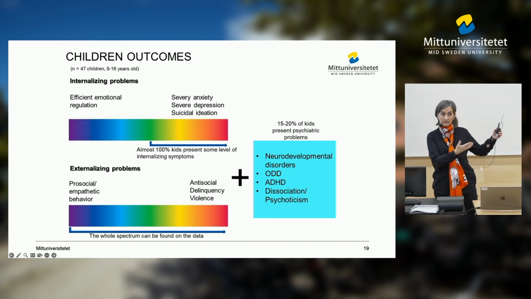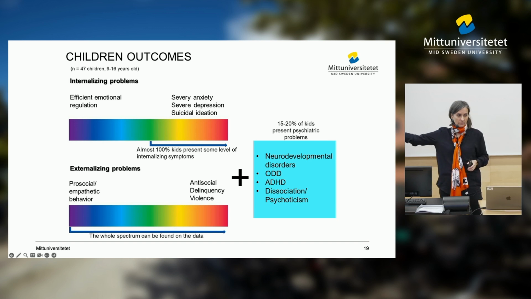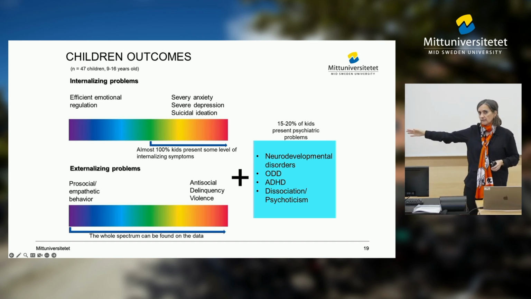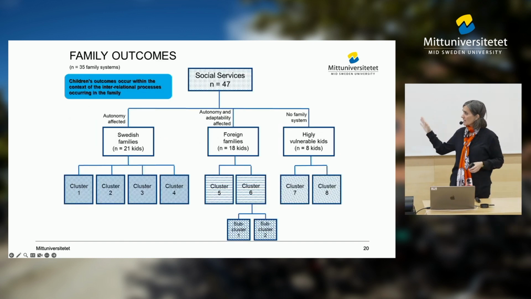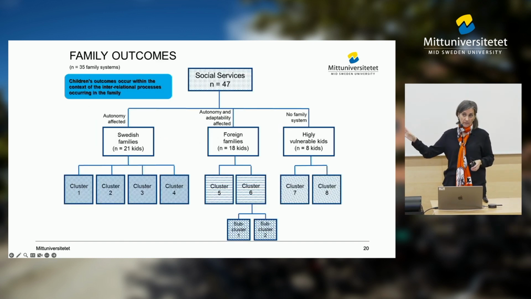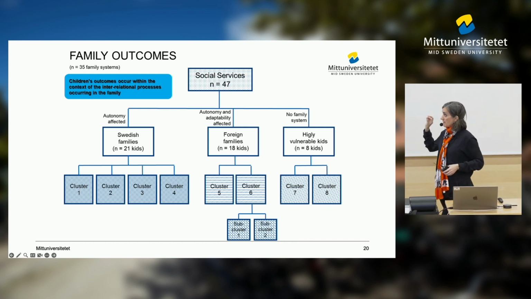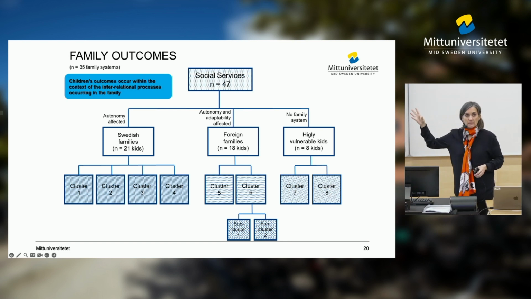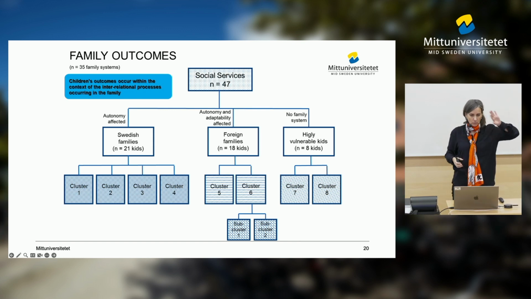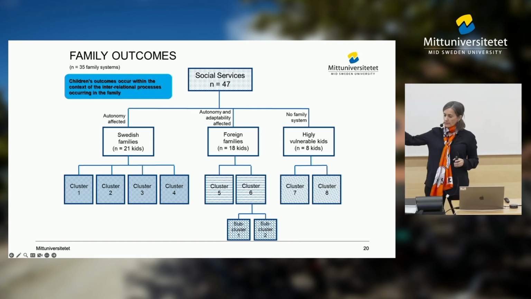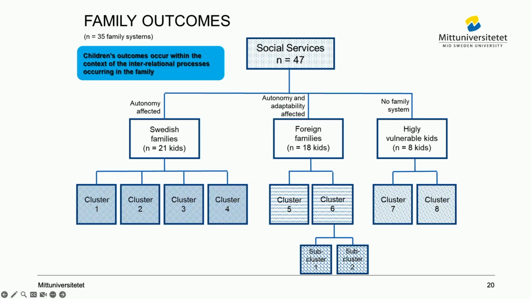So there are kids where there is no indication that they have any type of antisocial behavior, and there are kids that are already on their way to a criminal career. And what I found in terms of the family outcomes is that I had to divide it into several clusters. Based on this family systems theory that I told you before, I had to divide between Swedish families and foreign families, and kids who come, mainly unaccompanied kids that were arriving to the municipality.